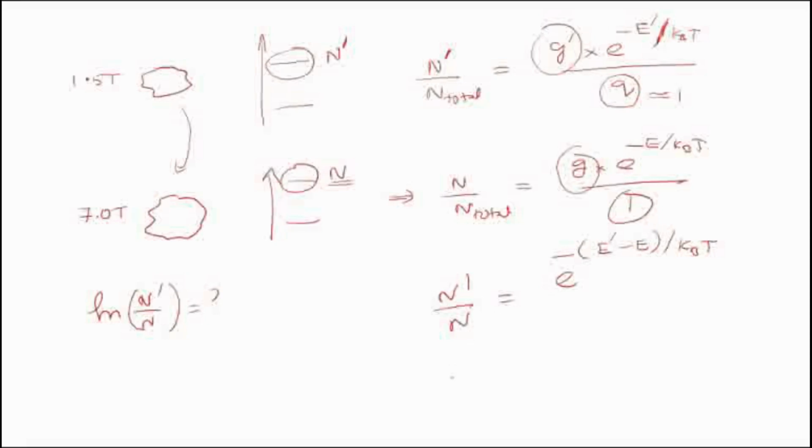Now if you take logarithm, ln n prime by n, I'm taking the exponential logarithm. If you take the logarithm on the right hand side, we already have an exponential term, so only the power will remain: E prime minus E by KBT. Students, இது வரைக்கும் உங்களால ஃபாலோ பண்ண முடியுதா?